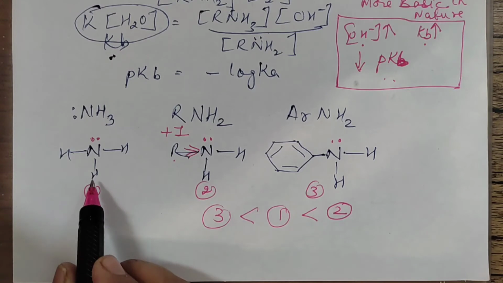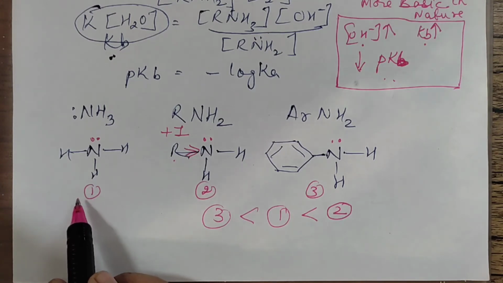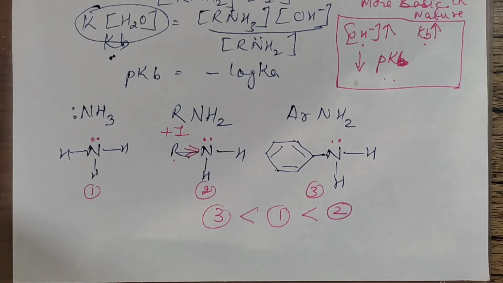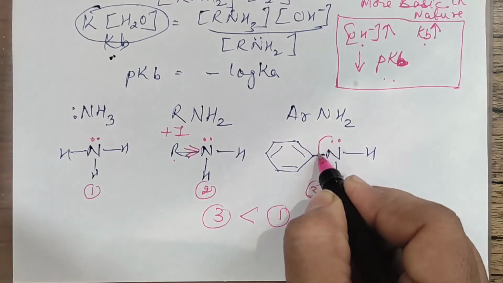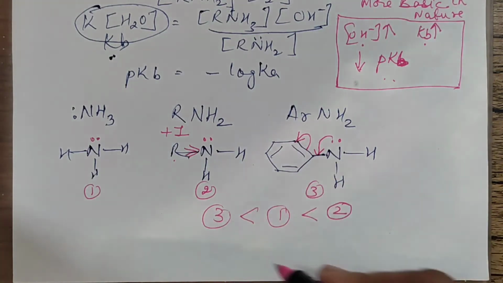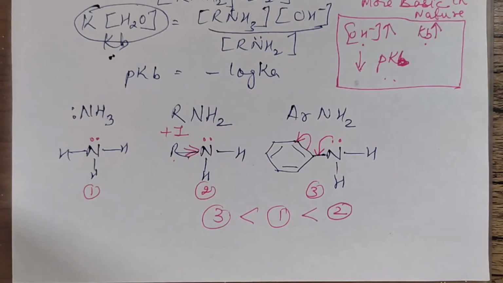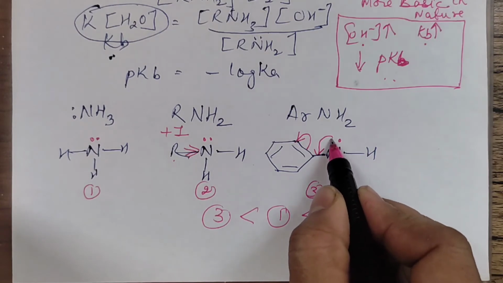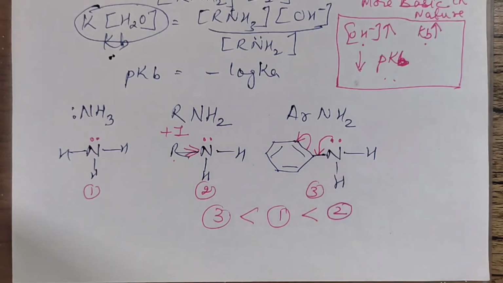In this, there is no alkyl group present, so it will be less basic. And what about this arylamine? There will be resonance in it. This lone pair will shift here, and this will go further. You can draw all the resonating structures of this aniline. When you draw them, you will find that the lone pair of electrons doesn't remain on nitrogen. It is resonating on the ring. When it is resonating, it is not available here, so it has to be least basic.